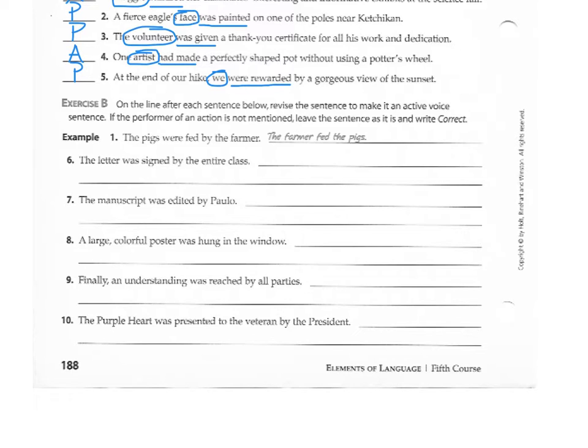All right, so 6 is passive because you have the verb was signed and the subject is letter. So if you want to make this active voice, you'd say the entire class signed the letter. All right, for number 7, the verb is was edited. Subject is manuscript. This is passive voice. You could shorten this one up to make it active voice. You'd say Paulo edited the manuscript.